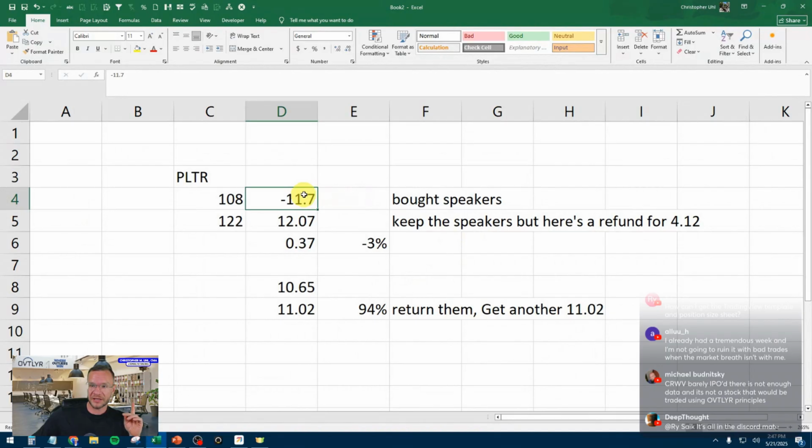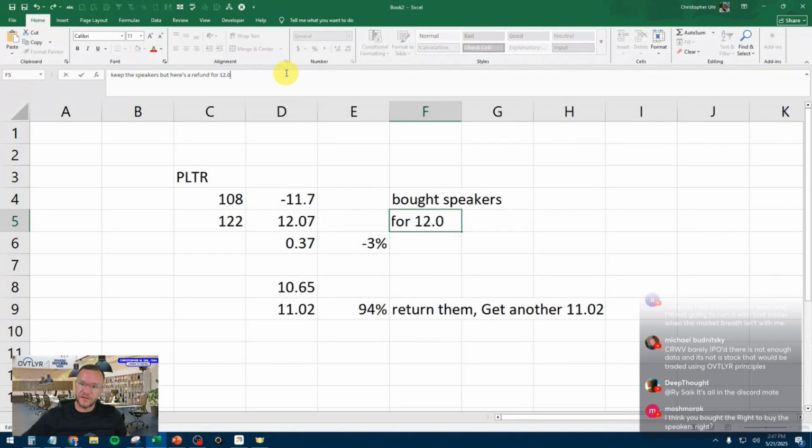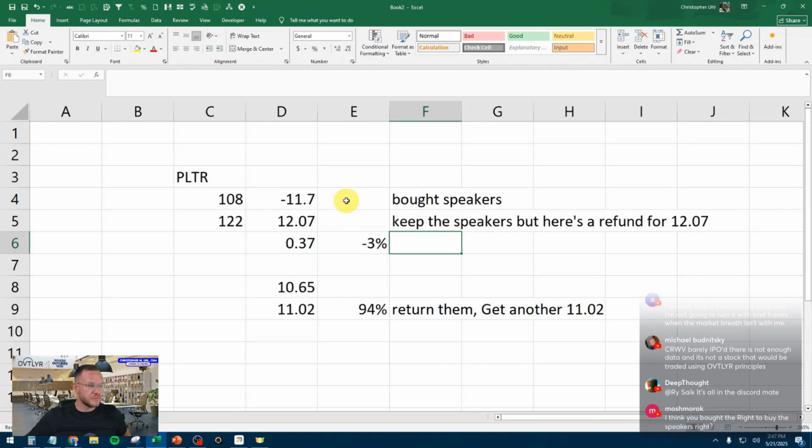So it's like I bought the option contract here, and it's like I bought speakers at Costco. Then a few days later, when the price went up, I decided to return those speakers to Costco, and Costco's like, okay, cool. You can keep the speakers, but now here's a refund for $1,207. Right? Hey, wait a minute. I bought them for $1,170 and you're giving me a refund for $1,207? Yeah. And you can keep the speakers. Wow, what amazing customer service.